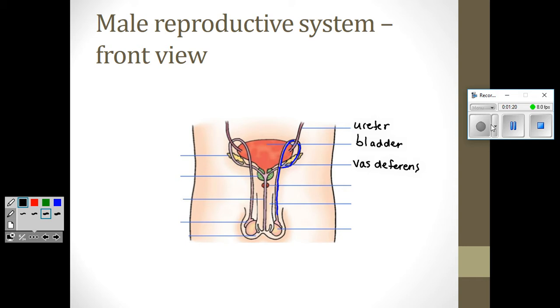The next thing on the list is Cowper's gland. Underneath that is the penis, and at the bottom, the testes. On the other side of the picture, there's one labeled here, but there's actually one on both sides. They're the little things that look like a leaf. That is the seminal vesicle.